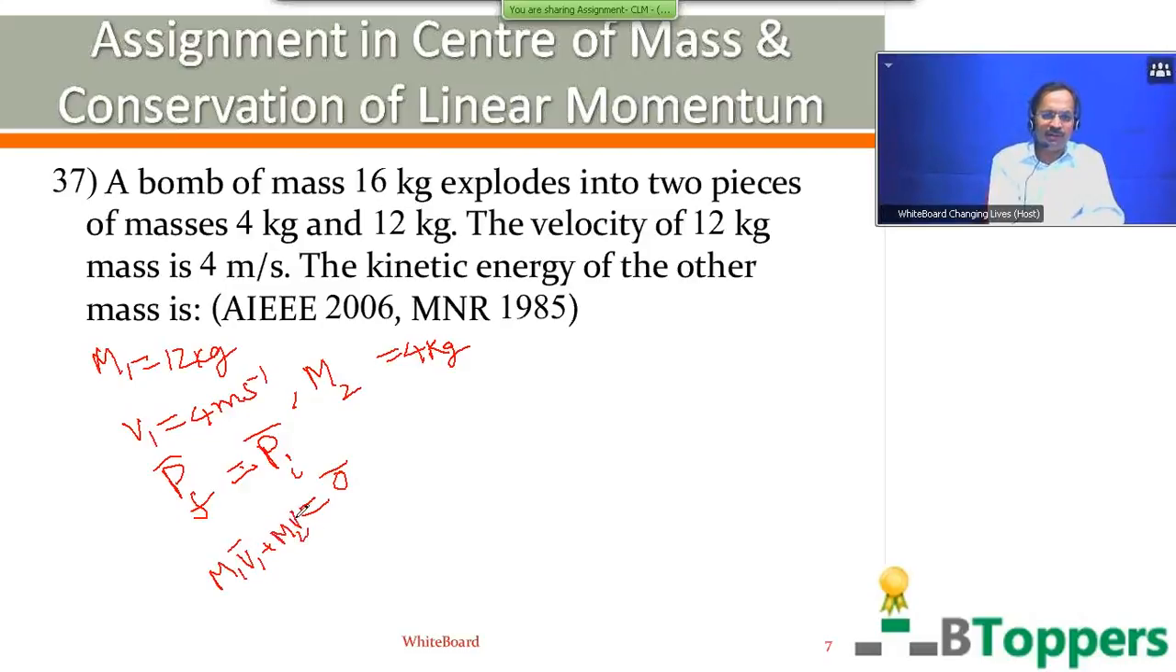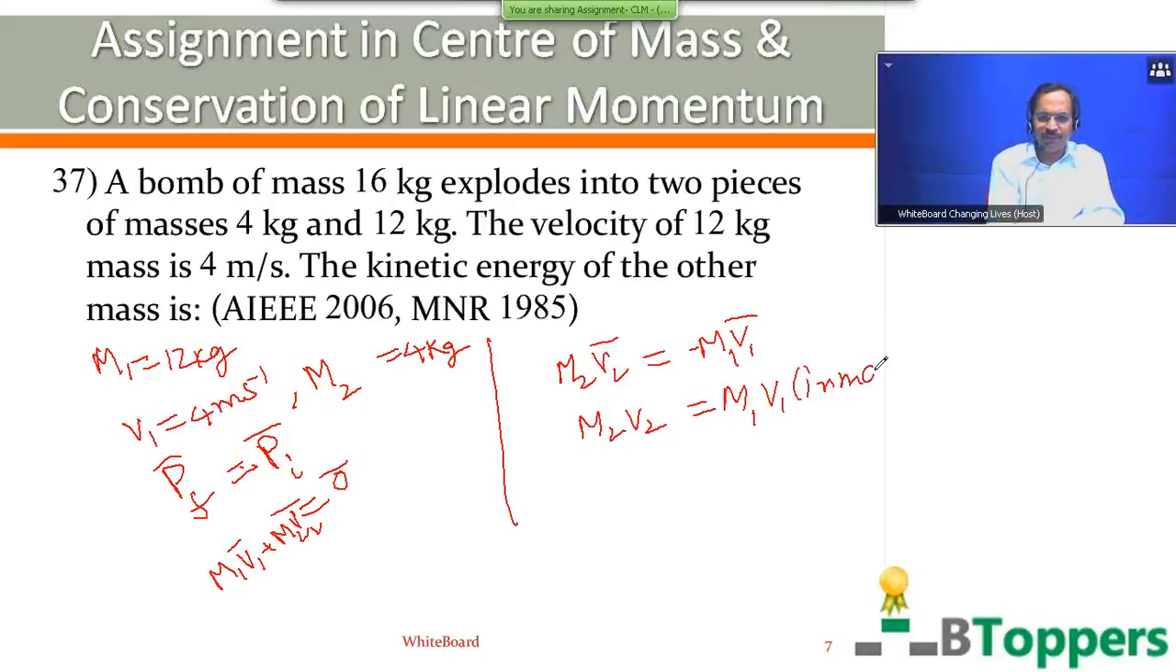Final momentum of the system just after explosion equals m1 v1 bar plus m2 v2 bar. So m2 v2 bar equals minus m1 v1 bar. That means just after explosion, the two parts move in opposite directions with the same magnitude of linear momentum. So if you consider magnitudes, you can write m2 v2 equals m1 v1. So m2 is 4 kg, m1 equals 12 kg, v1 is 4 meter per second. So the velocity of the other mass just after explosion is 12 meter per second.